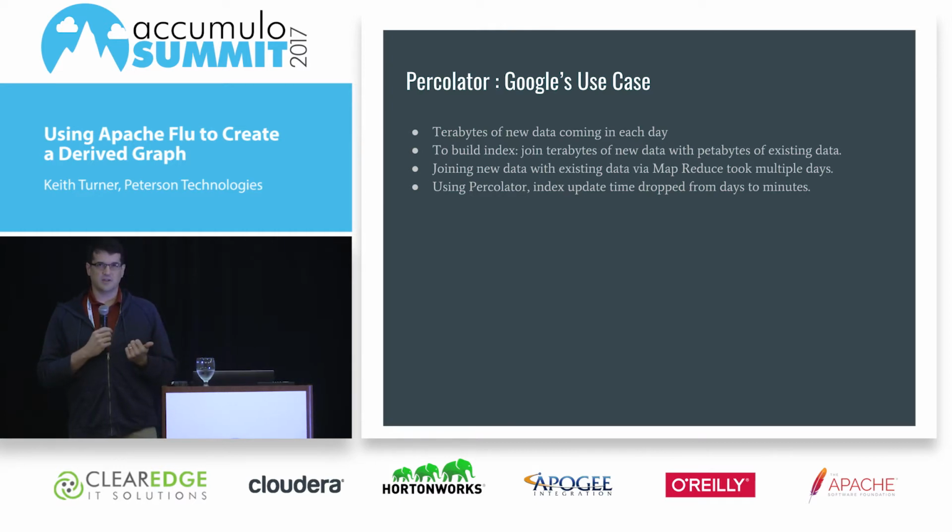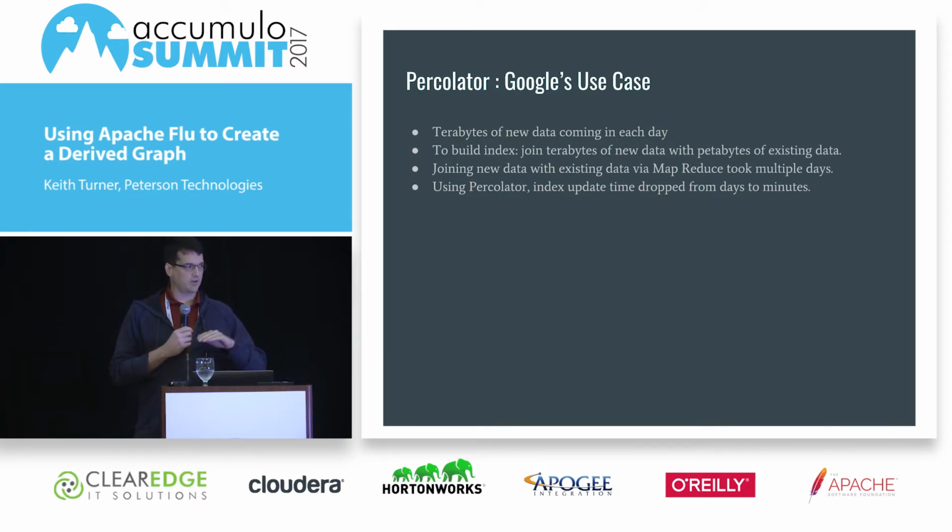And I think they built a product on top of Percolator. I think it was called Caffeine. So Percolator offers a capability similar to MapReduce. It's a very generic capability, and they built something more specific on top of that.